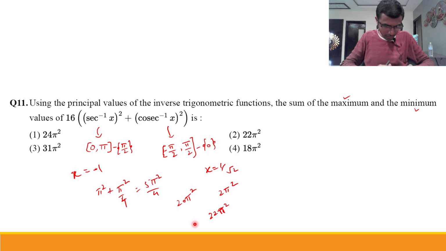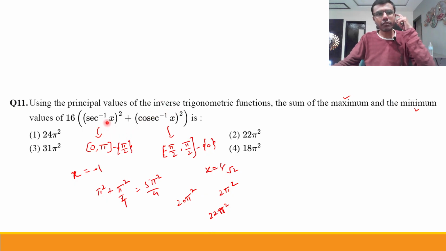Let me just check the answer. This was question 11, right? Did I do it right? Yeah, I got it right. It is 22 pi square. So I got it by a guess. Okay, pure guess. This works sometimes. This does not work sometimes. Then what is the method?